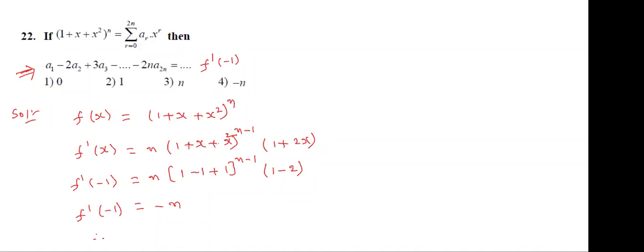f dash of minus 1 means a1 minus 2a2 plus 3a3 minus and so on. The last term is minus 2n into a2n. So that value is finally minus n. We got the fourth option correct.